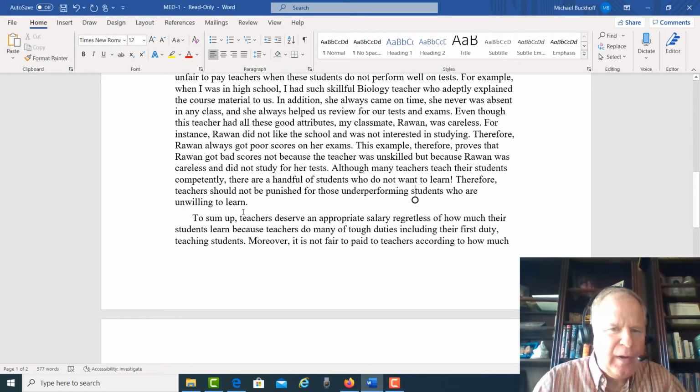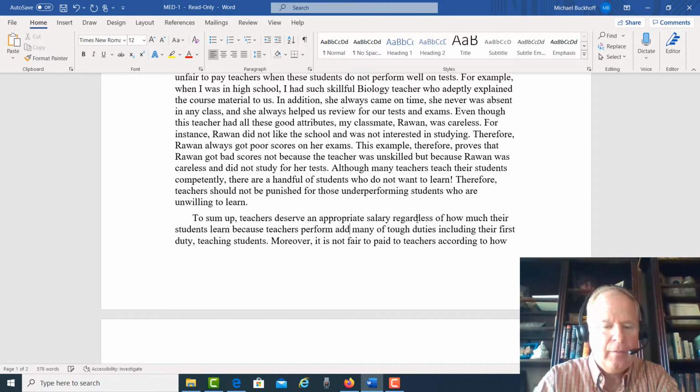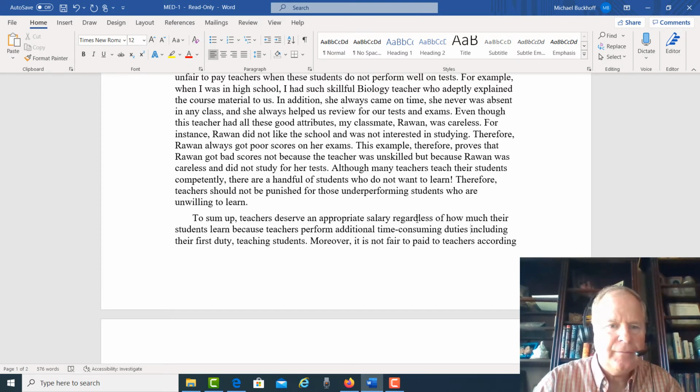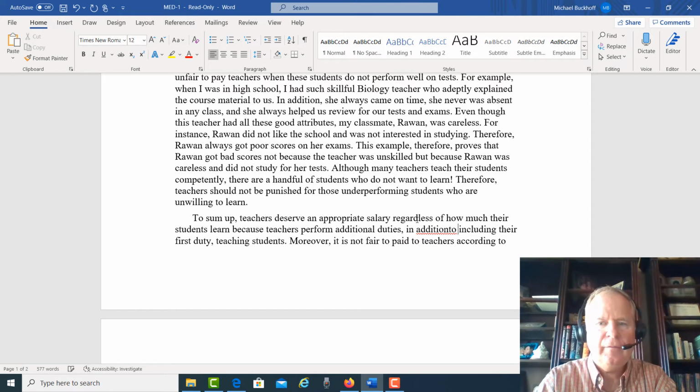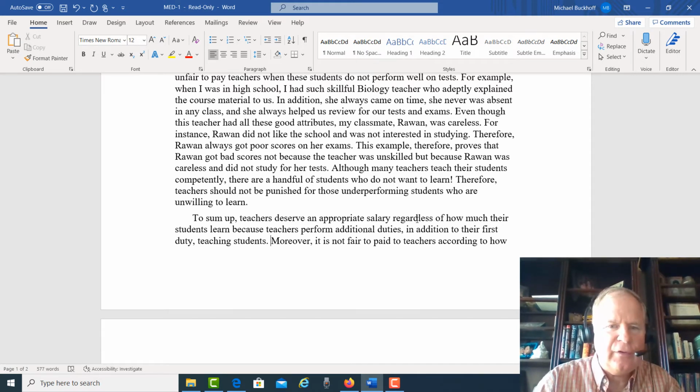Okay, in our final paragraph, we have, to sum up, teachers deserve an appropriate salary regardless of how much their students learn, because teachers, how about, perform additional time-consuming duties, they do additional duties in addition to their first duty, teaching students.